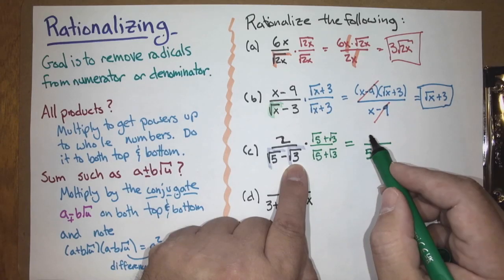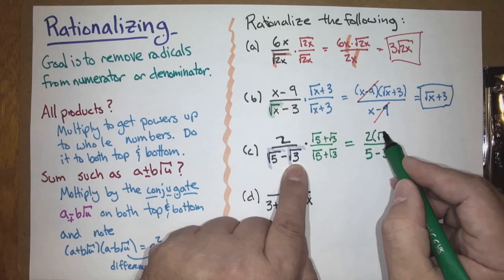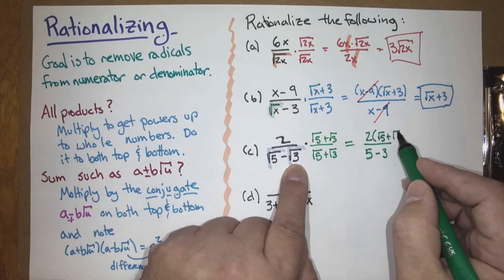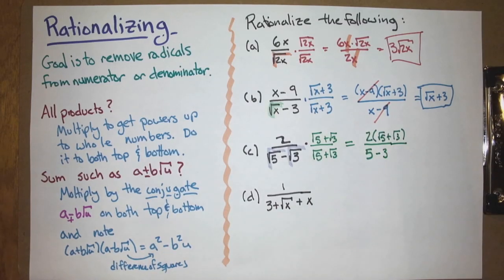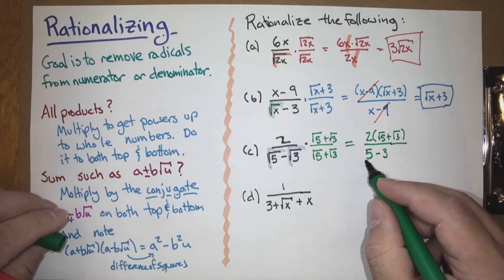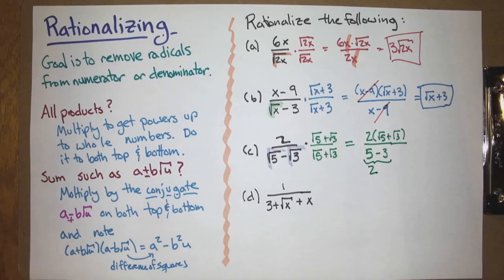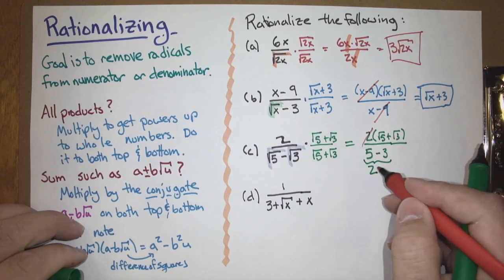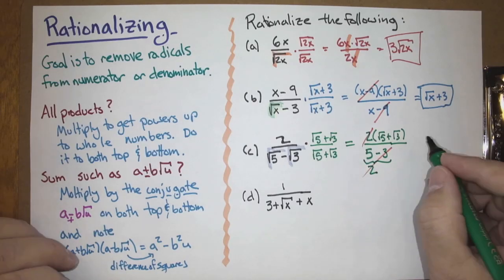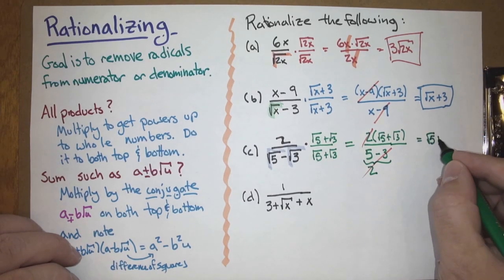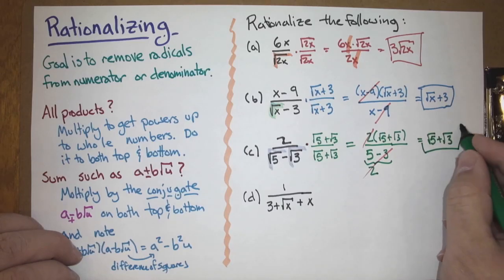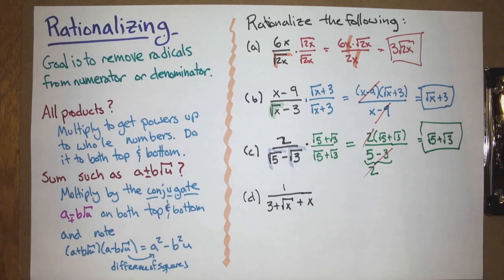Minus 3. Negative 3. Then there's the 2, and I'm not going to distribute the 2 through. So 2 times square root of 5 plus square root of 3. Okay. Is there anything else that cancels, or are we done? Is there another name, for instance, for 5 minus 3? 2. And we have a 2 upstairs. It's like they rigged the game. So we get square root of 5 plus square root of 3. Lovely answer.